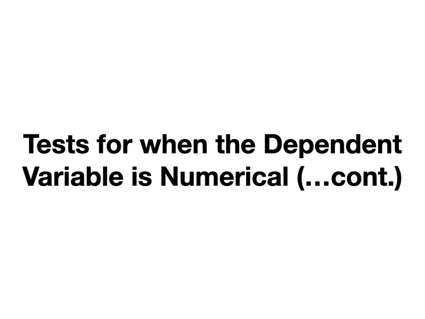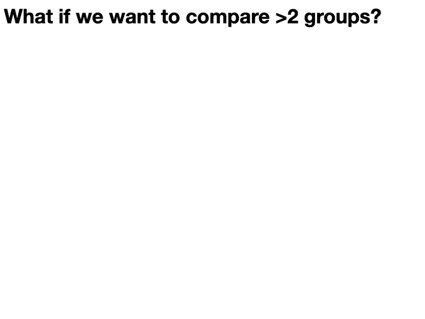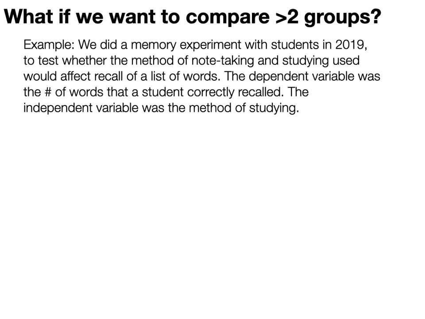Okay, so we're going to get into a couple of different kinds of tests for when your dependent variable is numerical now. And let's start with the question of what if we want to compare more than two groups? And this is related to this multiple testing problem. And I'm going to give you an example using an experiment that I did with the students in 2019 to test whether different methods of note-taking would affect the students' abilities to remember a bunch of words. And you've seen this experiment before in our lectures. So the dependent variable in this experiment was the number of words that a student correctly remembered. And the independent variable was the method that I told them to use to try to memorize the words.